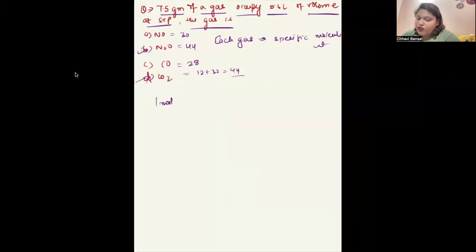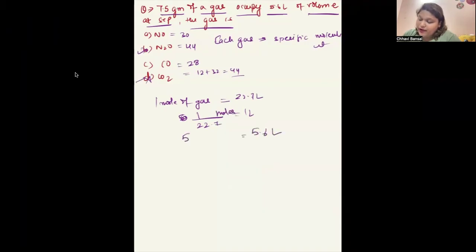We know 1 mole of gas occupies how much? 22.7 liters, right? We are given 5.6. So 1 liter will occupy how many moles? 1 divided by 22.7 moles. And 5.6 liter will be equal to 5.6 divided by 22.7, which is nearly equal to 1 by 4. So the number of moles given is 0.25 moles.